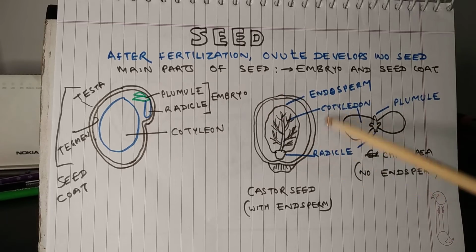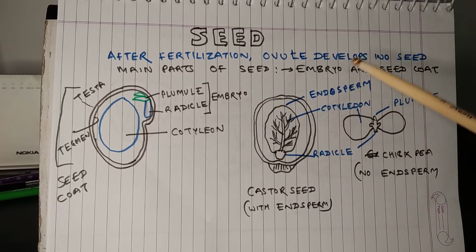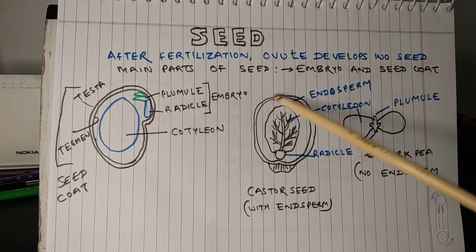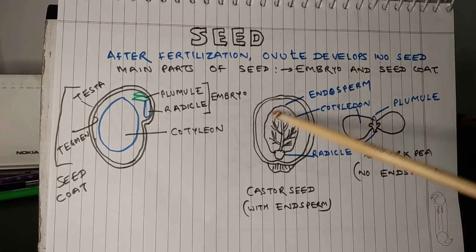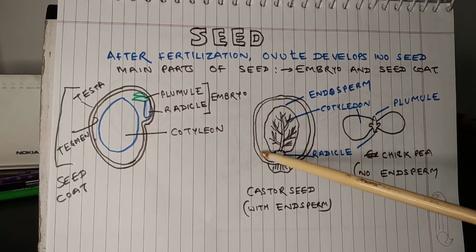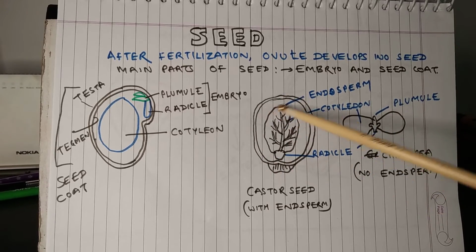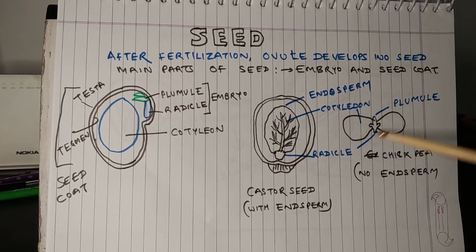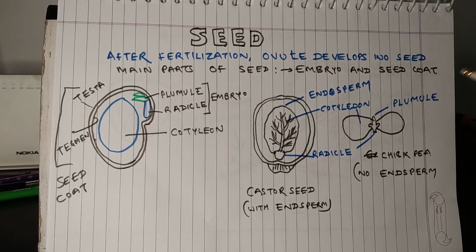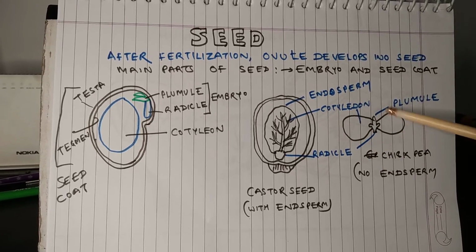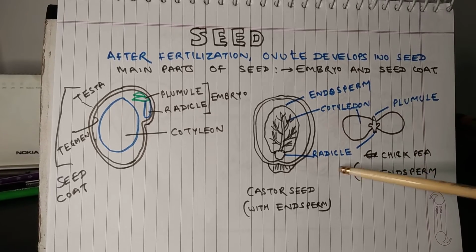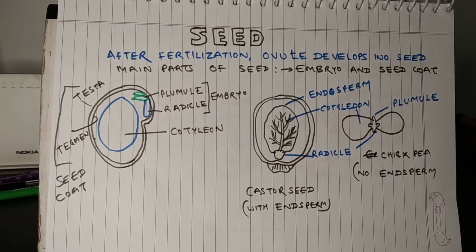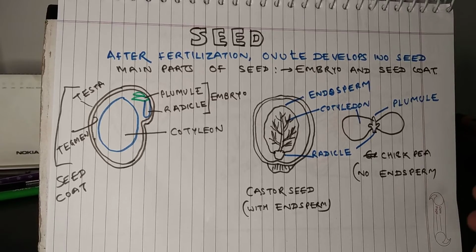This is the diagram of a section of castor seed. This is the seed coat, this is the radicle, this is the cotyledon, and this portion between the seed coat and cotyledon is endosperm. This is the seed of a chickpea. These two are cotyledons. This is the embryo. The upper portion is the plumule and the lower portion is the radicle. So this is all about the structure of a dicot seed.